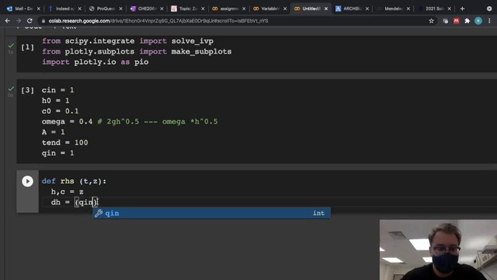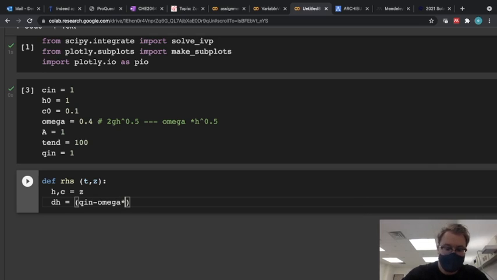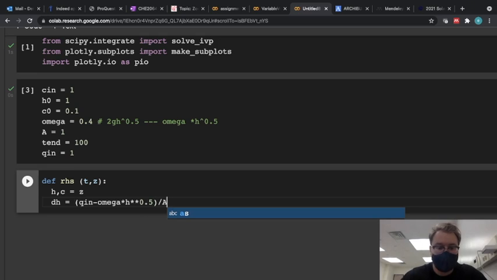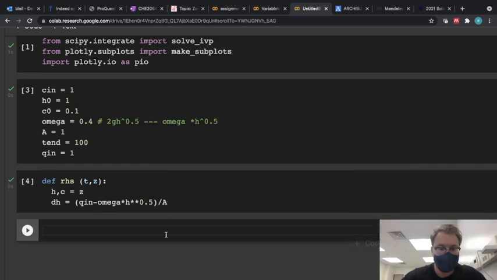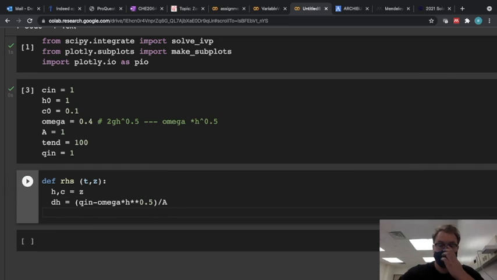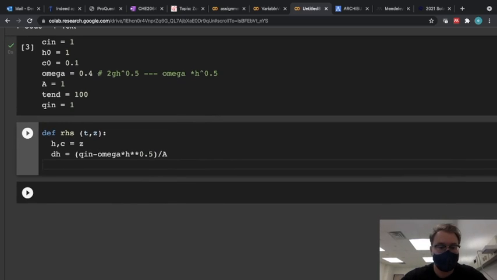which I already set up here as my variable, minus my 0.4 times h to the 1/2. So that's going to be omega times h to the 1/2. And that's all going to be divided by my cross-sectional area A, and that's my first equation for change in height with respect to time.